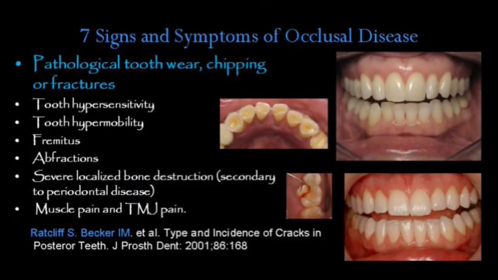I have been telling you that diagnosing occlusal disease has to be simple and cannot take very long, because if it does, then we're not going to be able to implement it on every single one of our patients. So how do we do that? How do we diagnose occlusal disease?